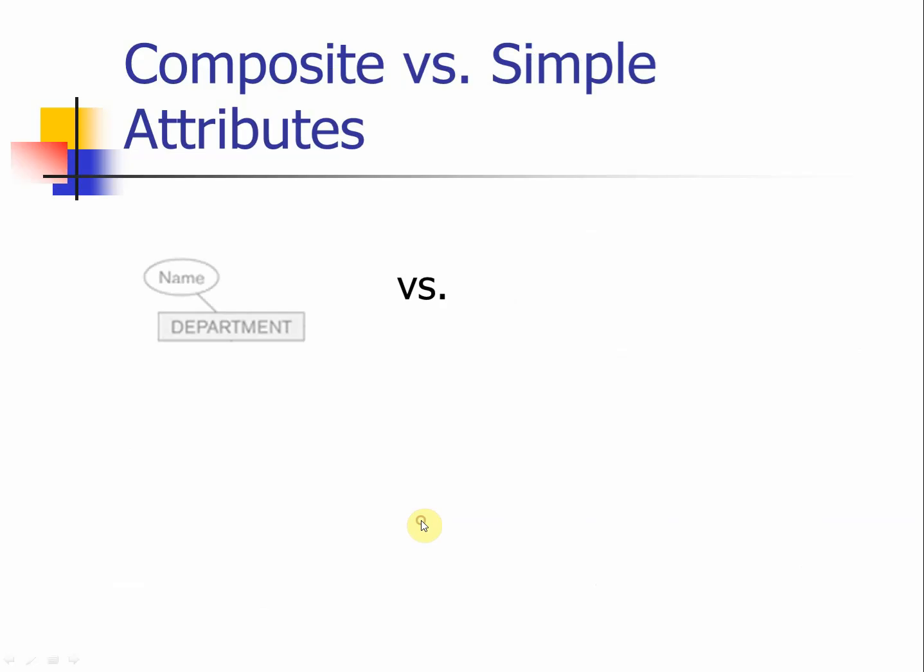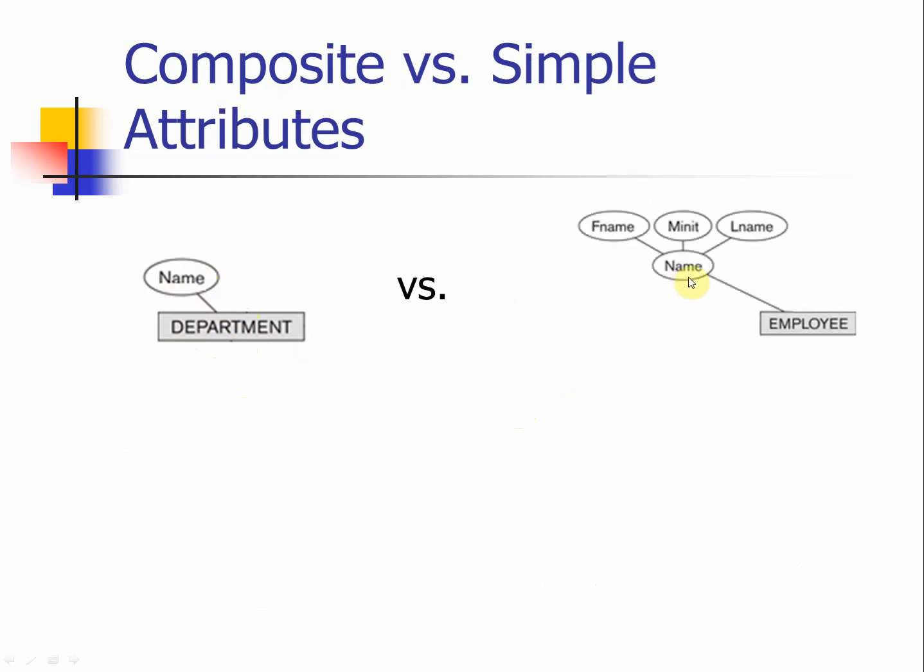Let's take a look at another example. For the department, there's a name for the department. So we use an oval and a line connecting to an entity, and of course, we use a rectangular box to represent an entity. Versus, a name describing an employee can be further divided into first name, middle name, and last name. Department doesn't need that, but for an employee, the name usually consists of those three parts. And therefore, this gives you another example to understand what a composite attribute is.